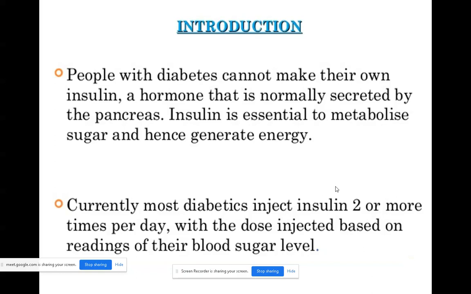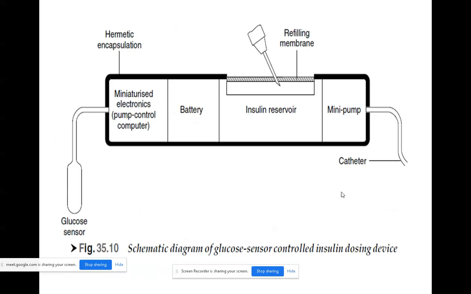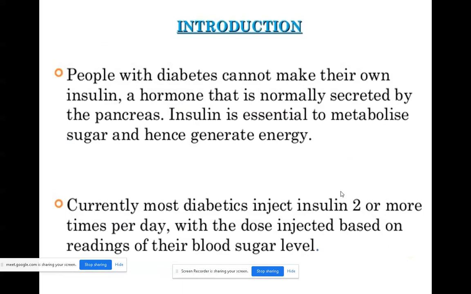So currently most diabetics inject insulin 2 or more times per day, with the dose injected based on readings of their blood sugar level. That means based on the patient's blood sugar level, they will be taking the dose. The dose level may vary from patient to patient, who have different blood sugar levels. So you may inject insulin twice a day.